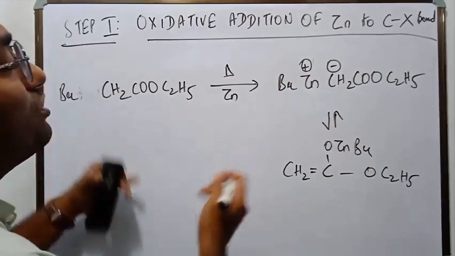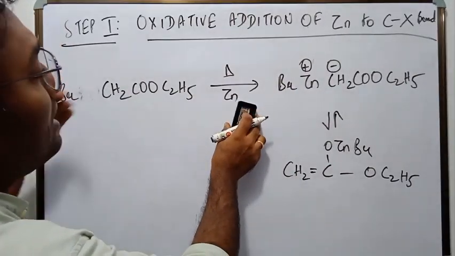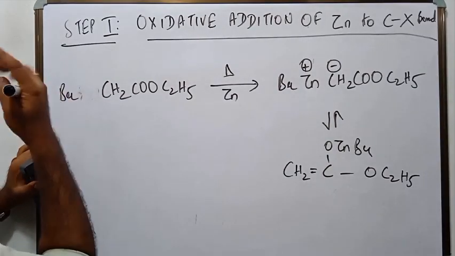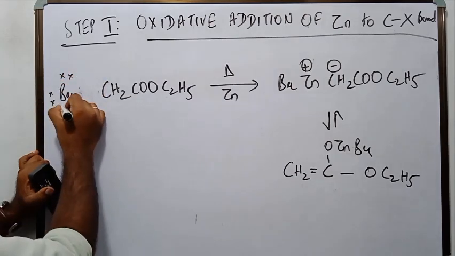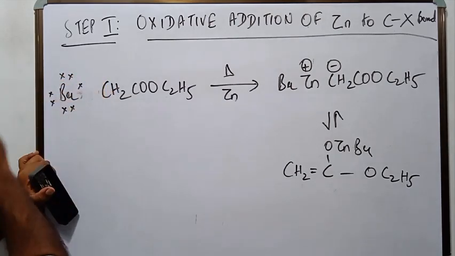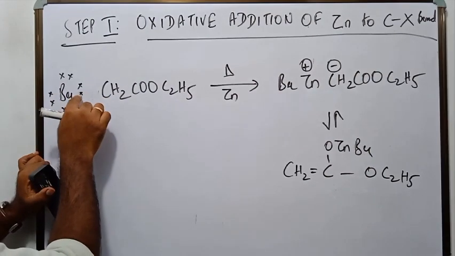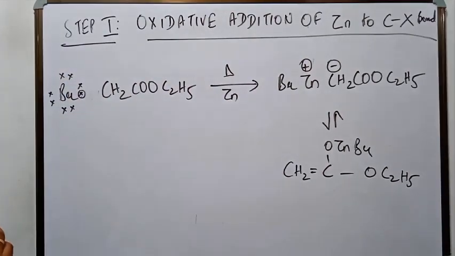Oxidation is loss of electron, loss of one electron. How many electrons is bromine deficient to reach its octet configuration? One more electron, right? That one electron is given by zinc.